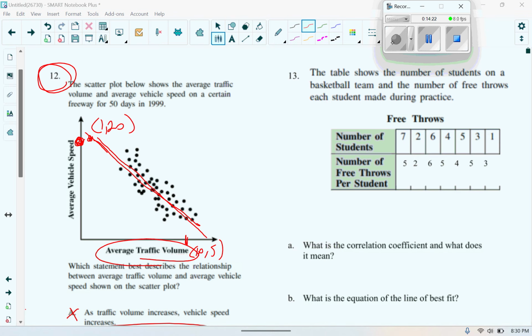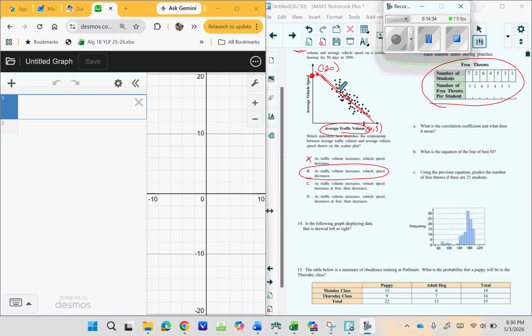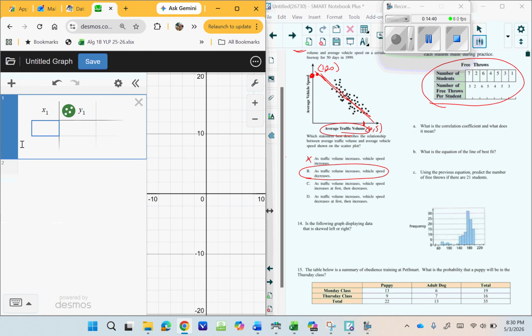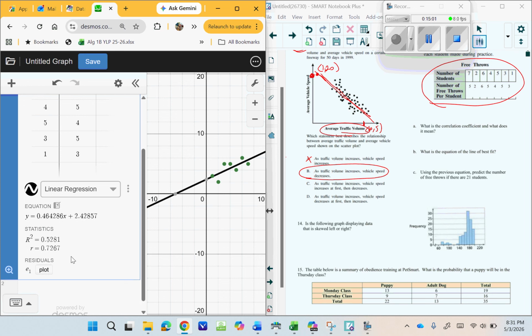Okay, let's look at number 13. So number 13, I am going to type this into Desmos as a table. How I do this is I push this plus button here and make a table. And then I'm just going to put these values in. Okay, so it looks like something like that. Now I'm going to get the equation and look at the correlation coefficient. So the correlation coefficient is this R right here.